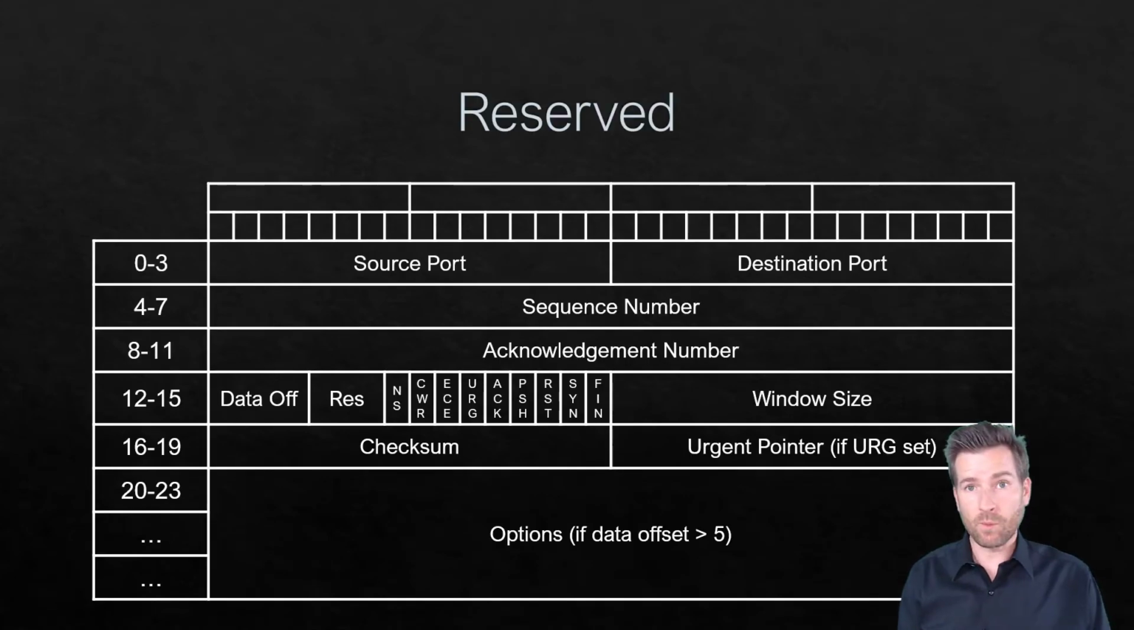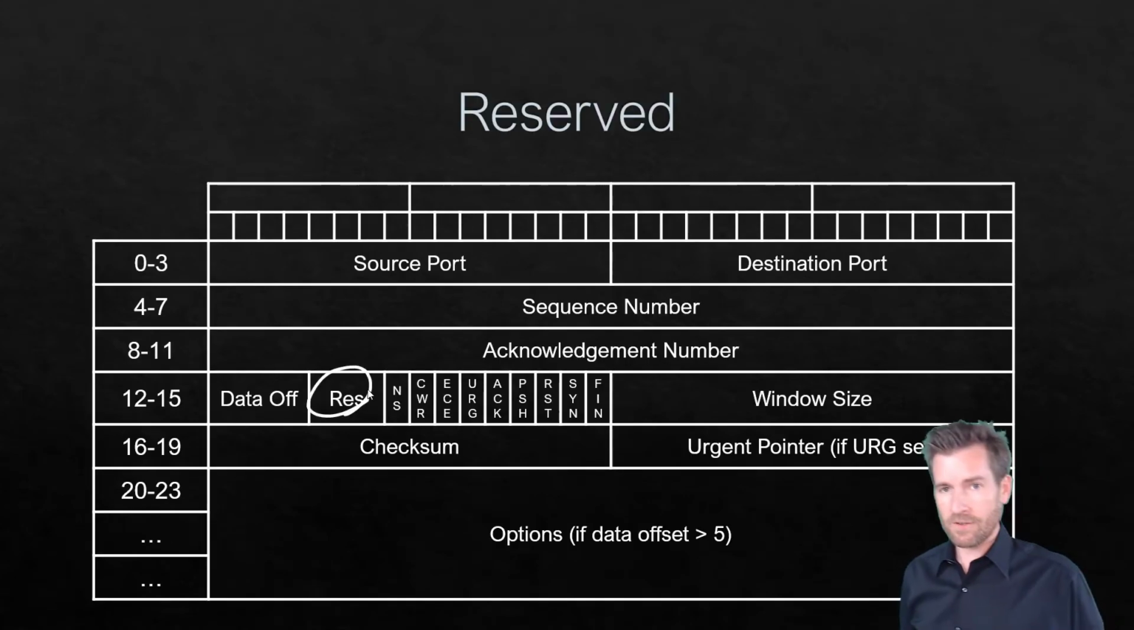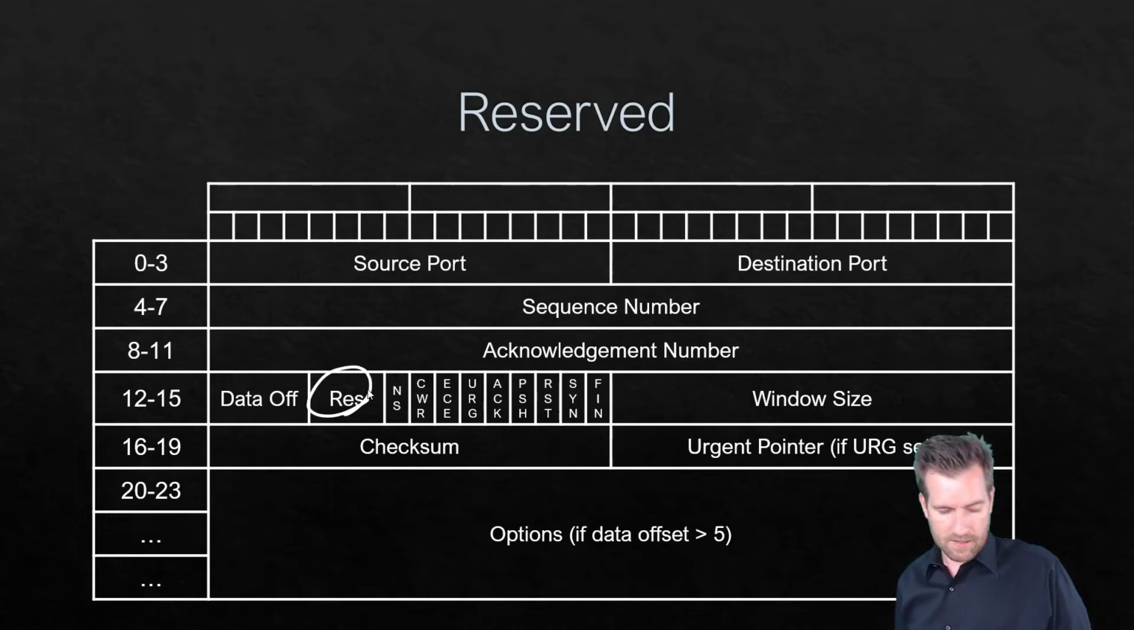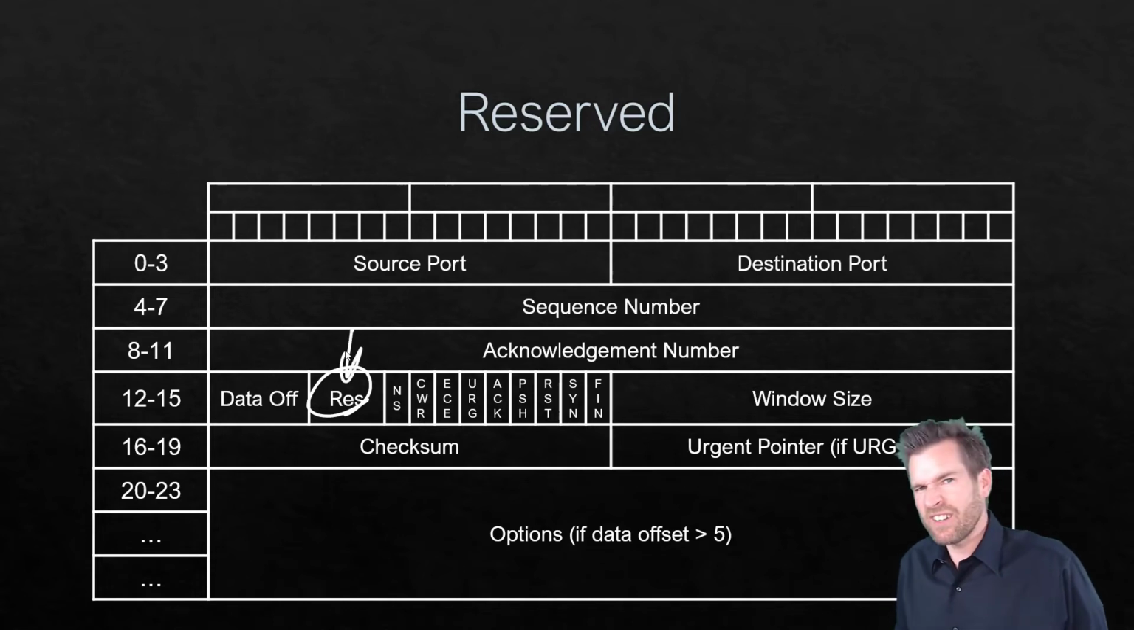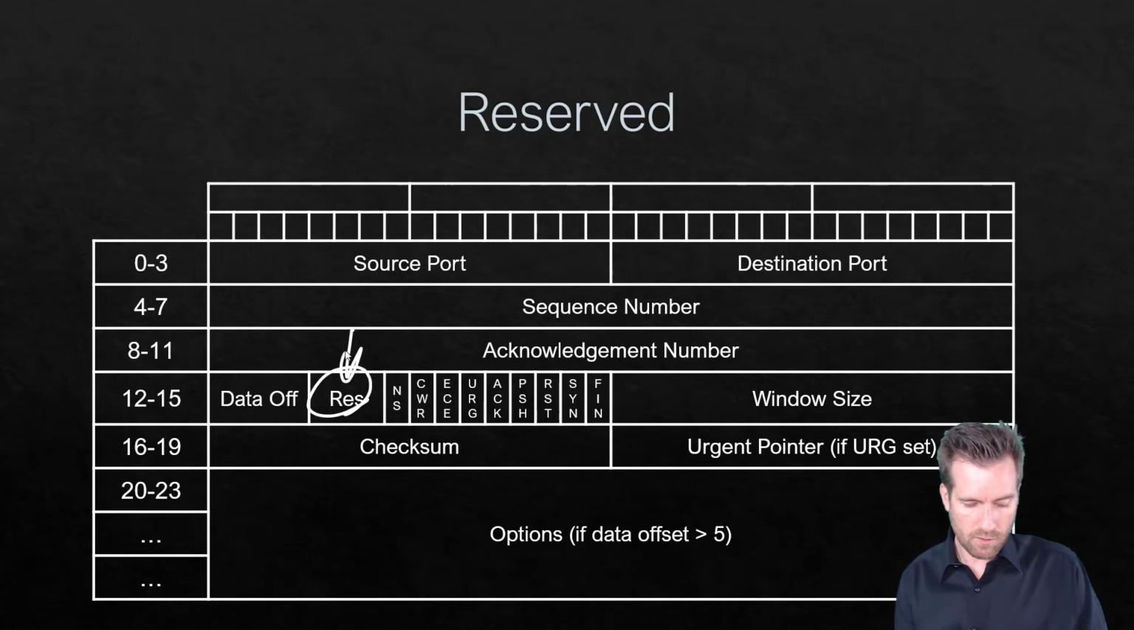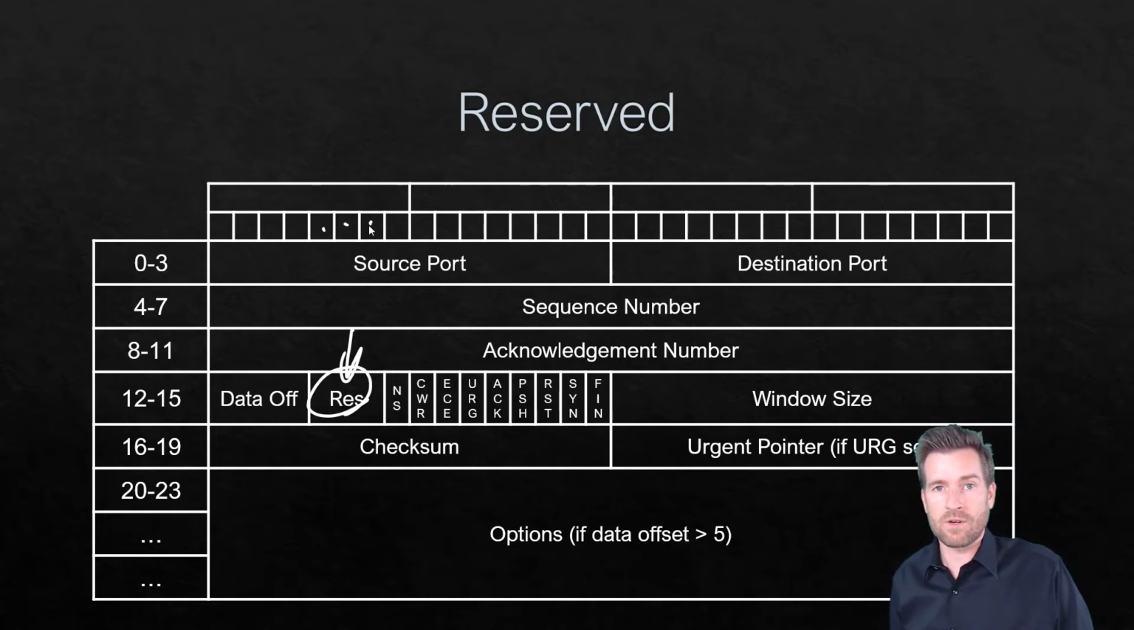Okay, then we have the reserve section here. The reserve section is just for future growth. And if we want to add things like more options or more flags, then we can put that here in the reserve section. For now, it's just 000. It's 3 bits long, 1, 2, 3. So what you'd see in most of your TCP headers at this point in time should be just 000.